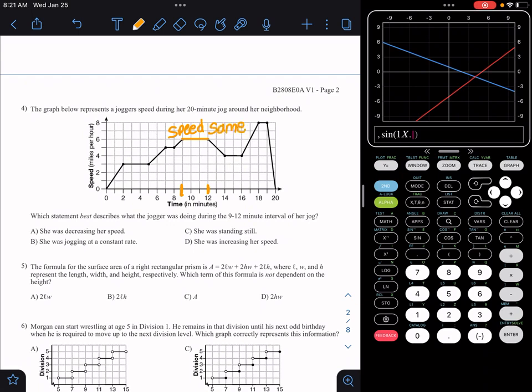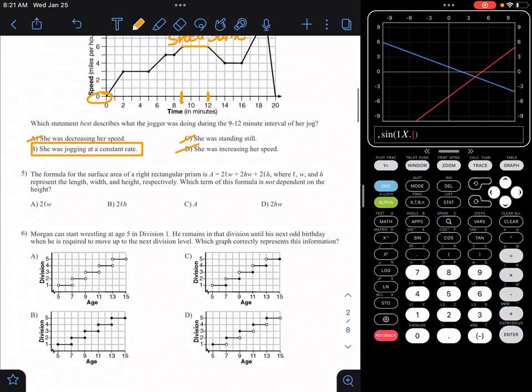She wasn't slow. She wasn't not moving, because not moving would be her speed being 0. And she wasn't standing still, because then she would have no speed. So she's definitely not standing still. Her speed isn't increasing, it's not going up. Her speed isn't decreasing, it's not going down. But she was jogging at a constant rate since her speed was staying the same.